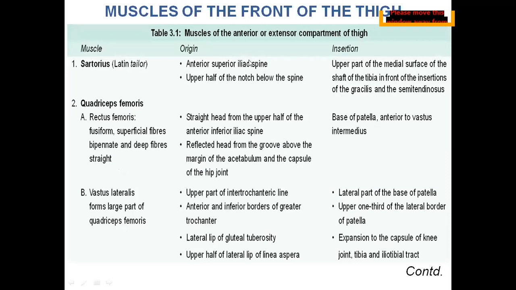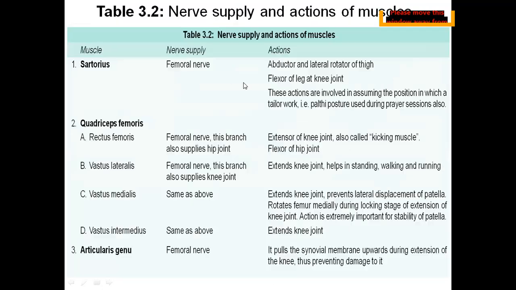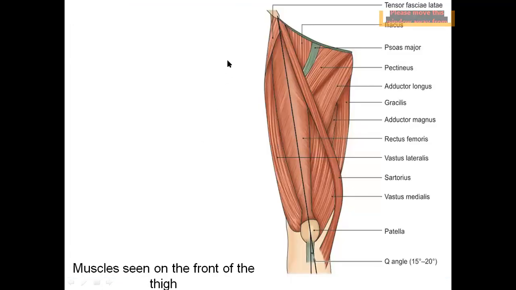And what is the nerve supply of the front of the thigh? Just now I told you, it is the femoral nerve everywhere. If you see, the nerve supply of all these muscles is the femoral nerve. Now let us see diagrammatically what the various muscles are that we see in the front.